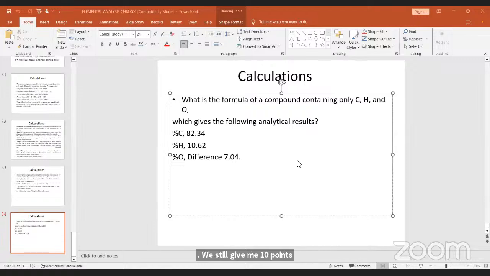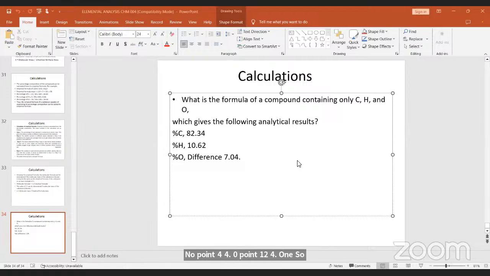Then oxygen is 7.04 divided by 16, which will give me 0.44. So we have three values: 6.862, 10.62, 0.44. Of the three, 0.44 is the smallest. So we divide each of them by 0.44.